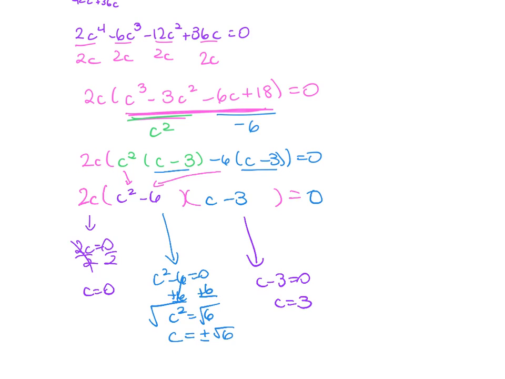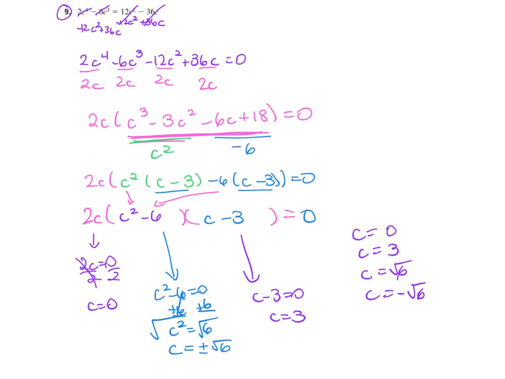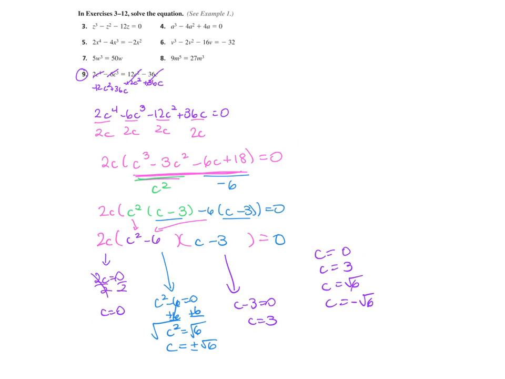So therefore, the solutions to this polynomial are c equals 0, c equals 3, c equals root 6, and c equals negative root 6. And remember, when we go back to the beginning, looking at the fundamental theorem of algebra, if you look at the degree, our degree is 4, so therefore we should have 4 solutions, and we do.